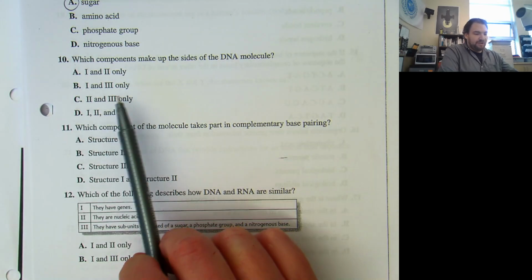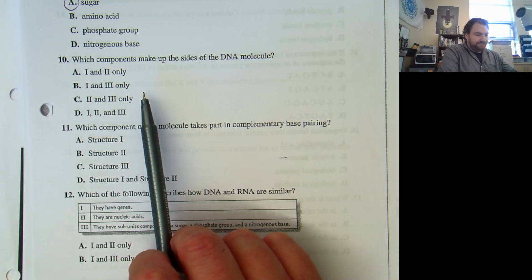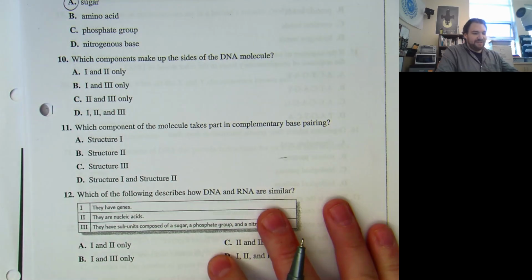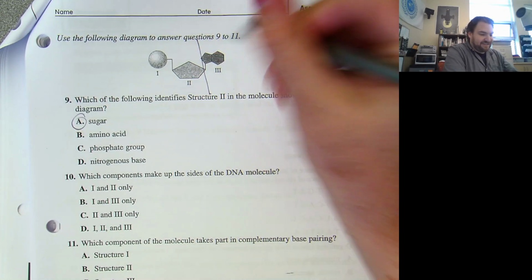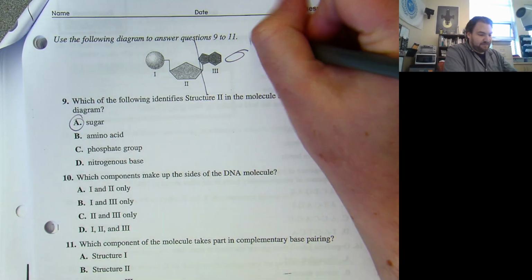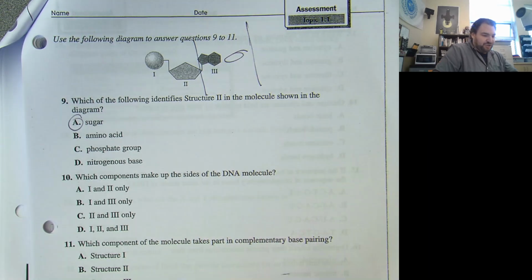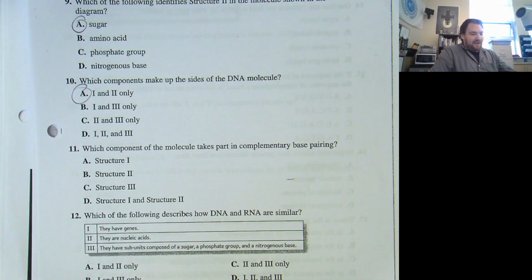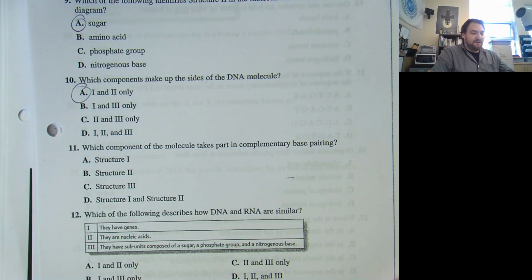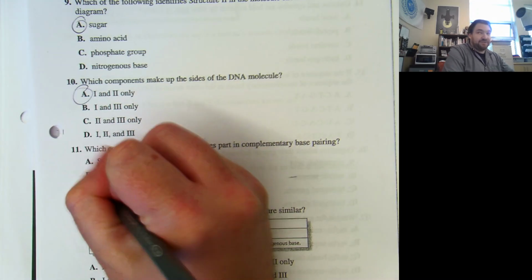Number 10. What components make up the sides of the DNA molecule? The sides of the DNA molecule? A. These are the sides. This is the thing that connects as the rung. So 1 and 2. What component of the molecule takes part in complementary base pairing? That would be structure C, which I already drew.